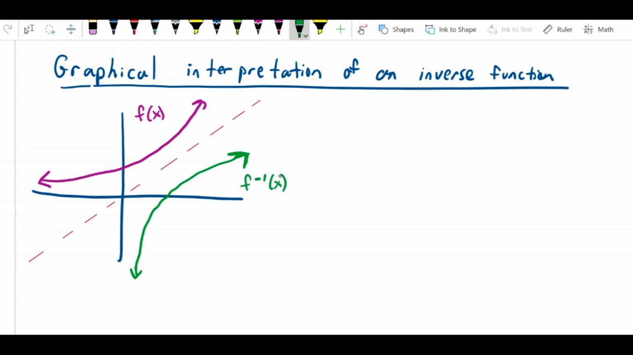Now, the graphical interpretation of the inverse function is that the inverse function should be the mirror image of the original function when reflected over the line y equals x. That's generally what you're looking for if you graph the two functions together. In fact, the purple function is y equals e to the x, and the green function here is y equals ln of x.